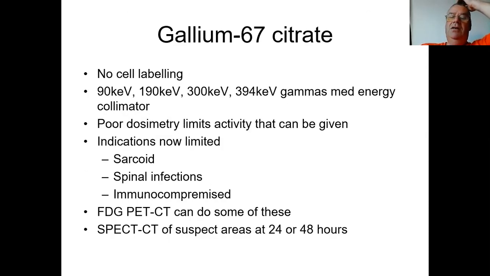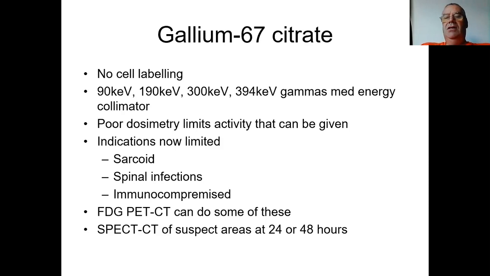Gallium-67 citrate, first of all, needs no cell labeling and has a multitude of gamma energies. Some of these are quite high. We normally use a medium energy collimator to get reasonable counts, but high energy gammas, even though there's only a small yield, can result in quite significant gamma scatter, which results in pictures looking quite fuzzy. The dosimetry is poor, so we're limited in the dose.